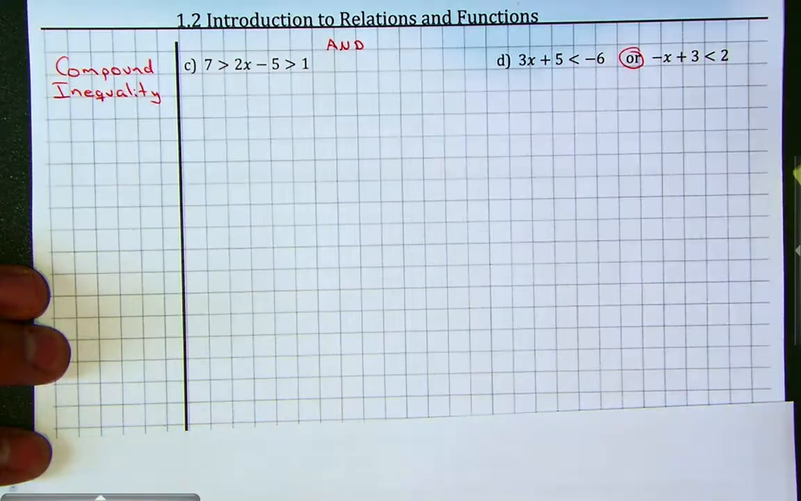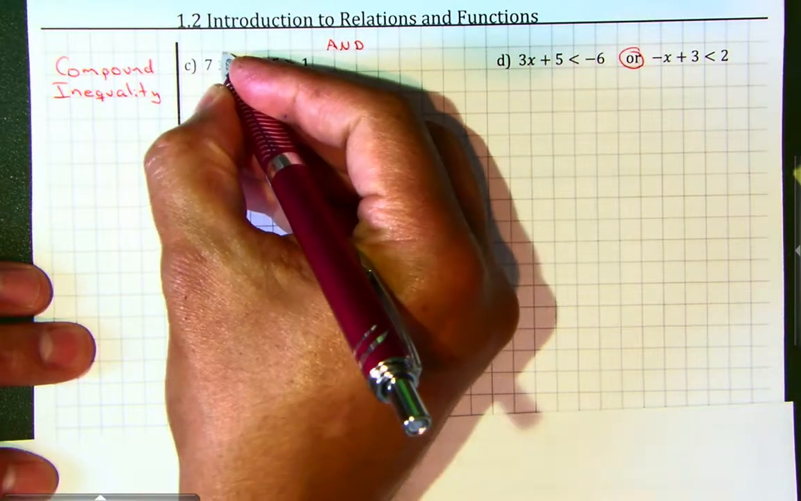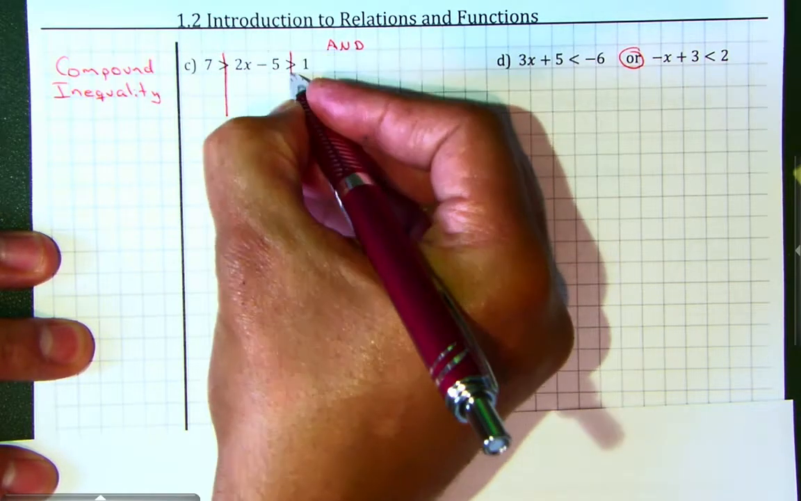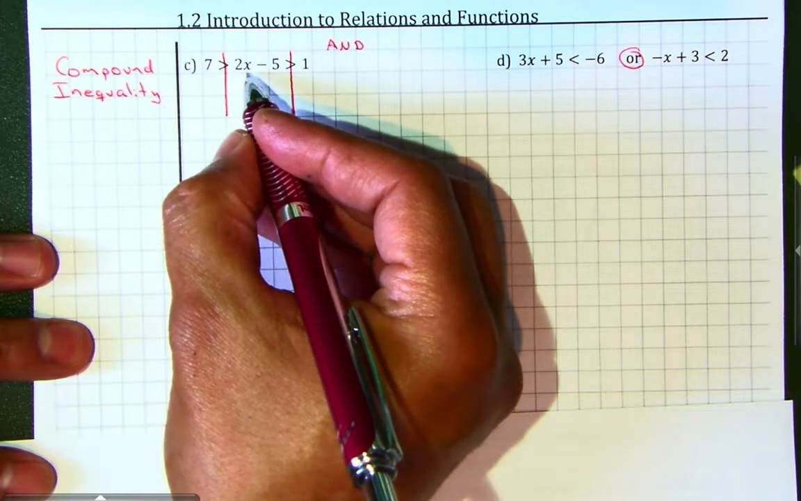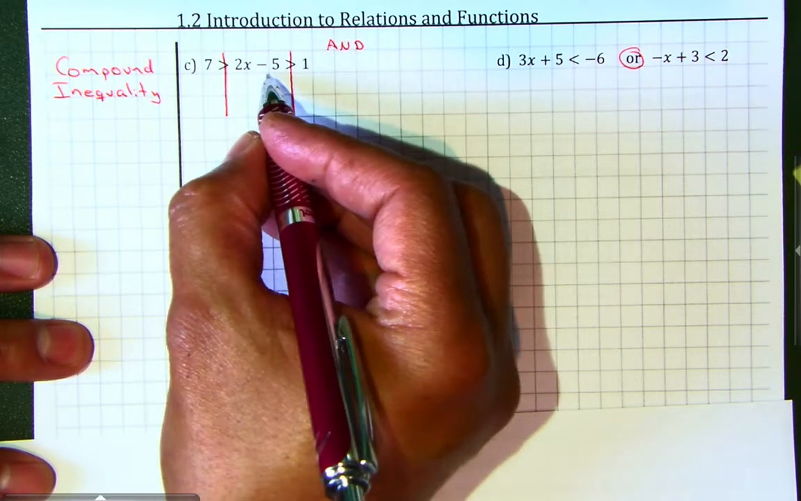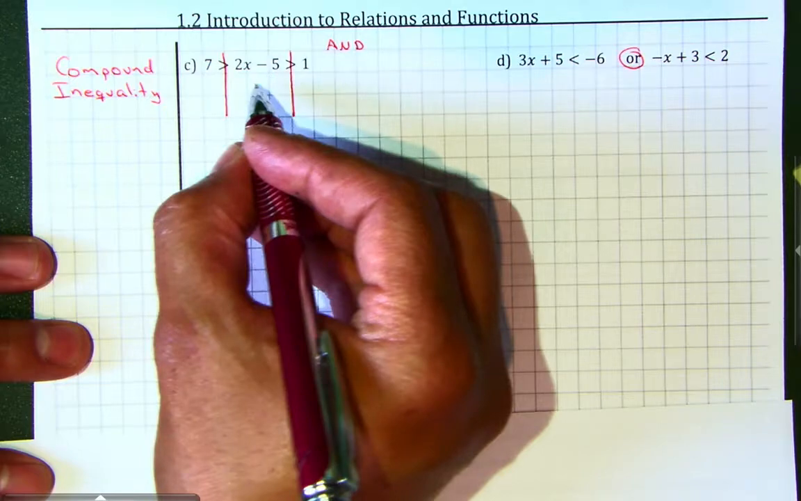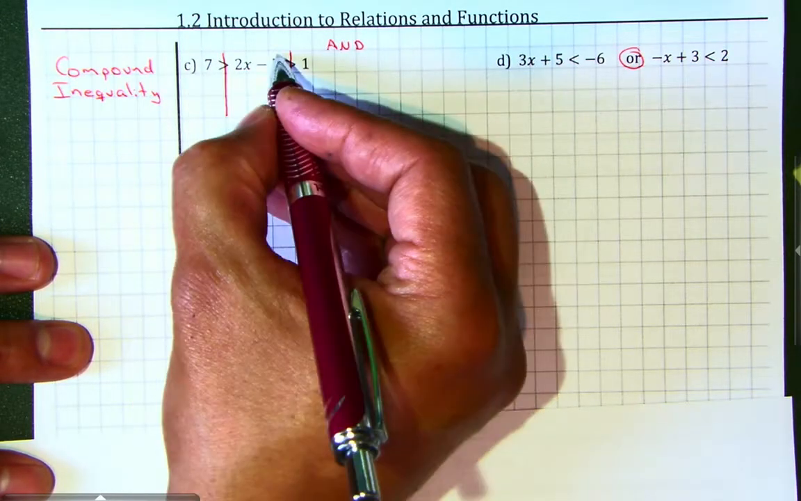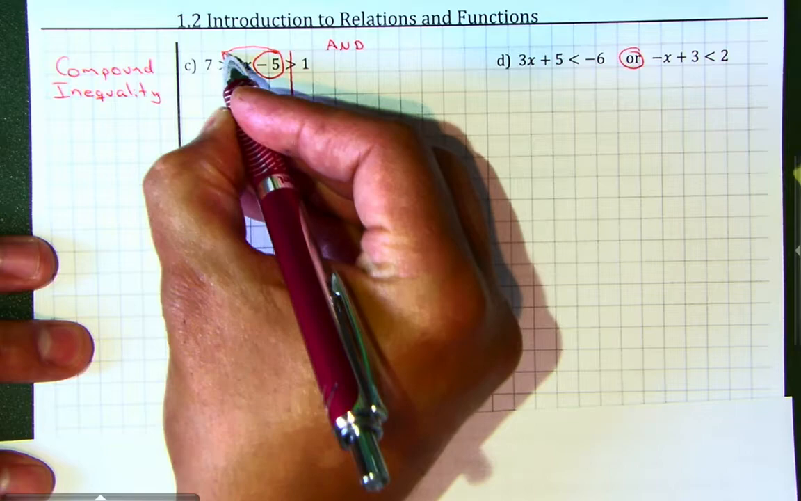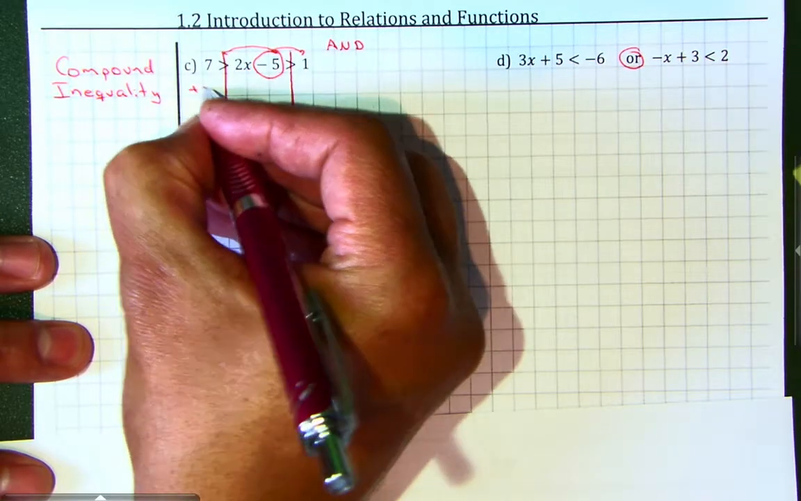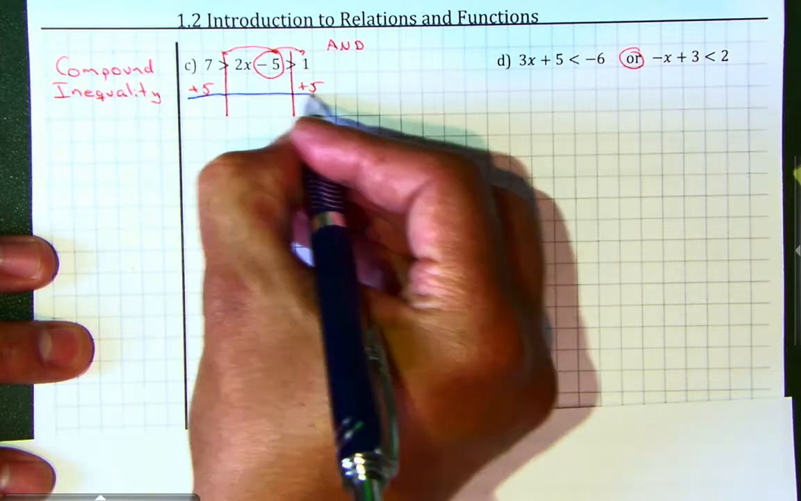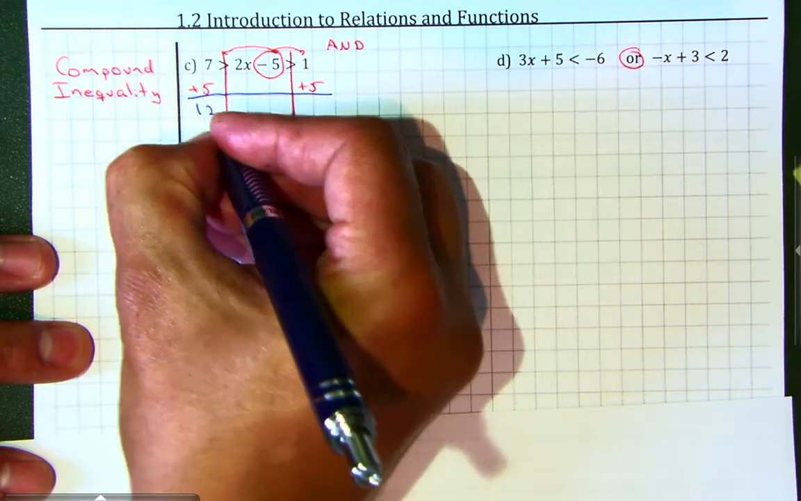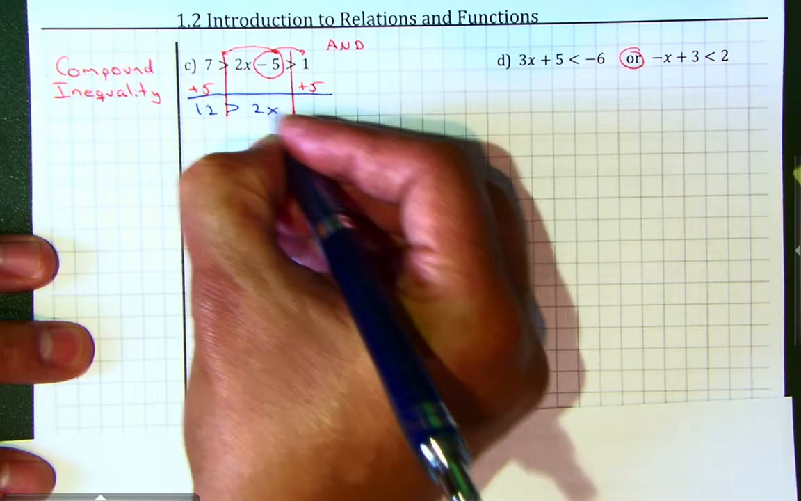To solve it, instead of just having two sides, I have three sides. And our purpose is to be able to leave the x by itself in the middle. So therefore I need to get rid of the 5. So you can add plus 5, plus 5, or plus 5. For my purpose, I'm just going to move this 5 to the left and to the right. So plus 5, plus 5. That gives me 12 greater than 2x, which is greater than 6.